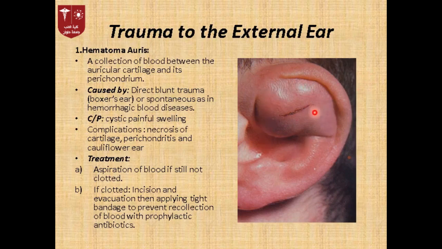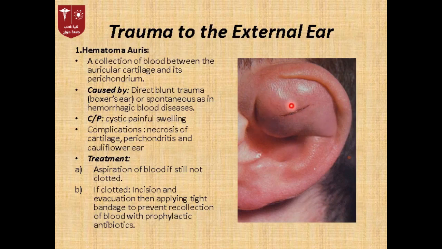What are the complications of hematoma auris? As we earlier said, in perichondritis, this collection of blood, the hematoma, can cause necrosis to the cartilage, which will end in fibrosis and causing the cauliflower ear that we mentioned earlier.